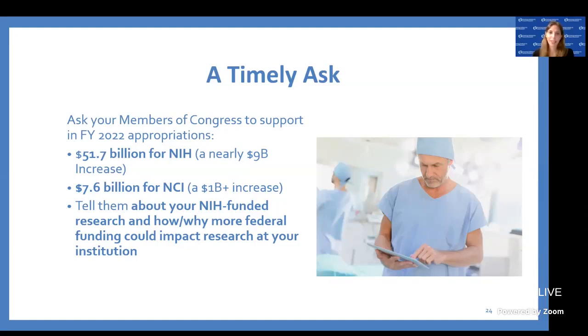And just to keep in mind again that congressional staff are not clinicians for the most part, and they're not scientists. They are educated, but just make sure that you're keeping communications with them on a level that they can understand and doesn't get too into the technical details, but they still understand what the impact is of your work and what you're focused on.